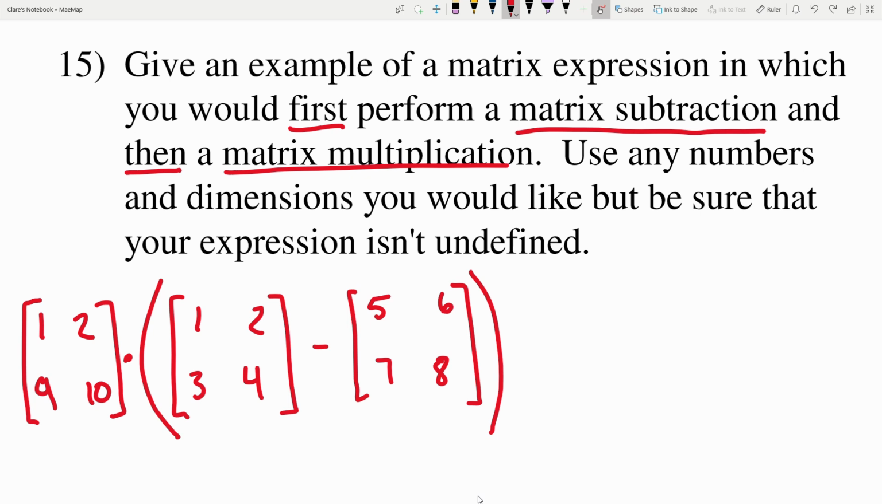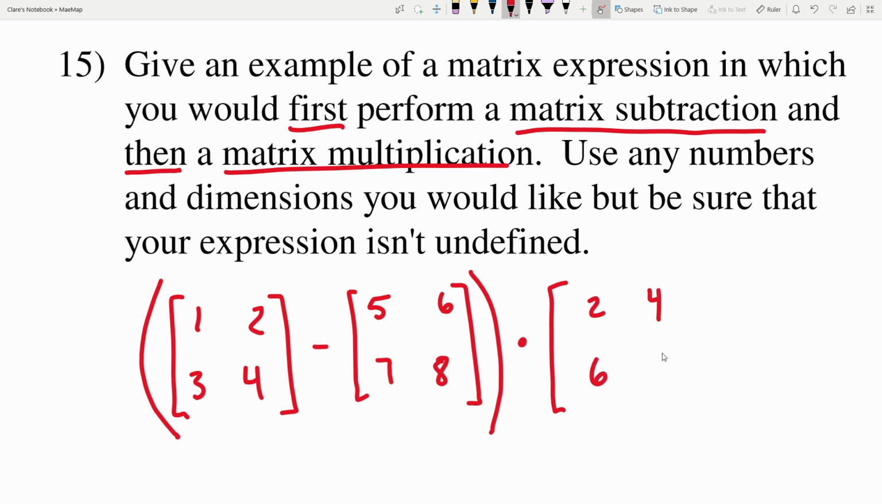You could throw some variables in there. We could write the matrix on the other side. Either way of going about this is fine. Just make sure that it is possible to complete all your operations.